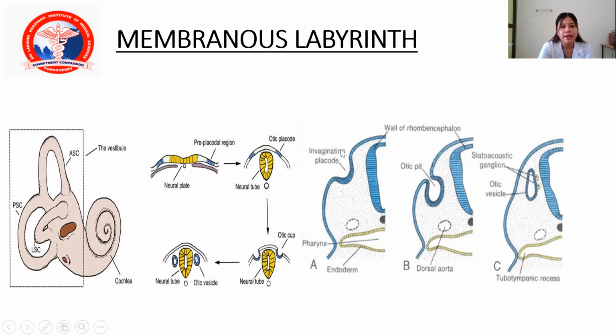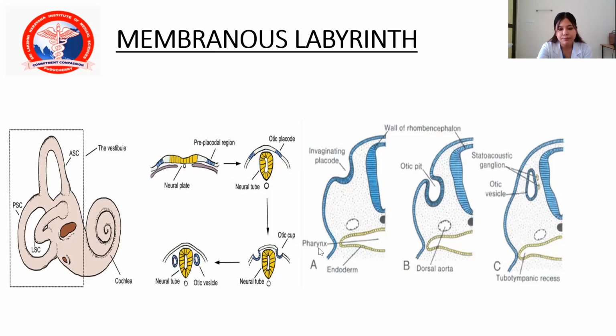So the otic placode appears as an ectodermal thickening on either side of the developing rhombencephalon. After that, it invaginates into the underlying mesenchyme, and it forms the otic pit, which is a depression on either side of the wall of the rhombencephalon. This otic pit is also called the otic cup.